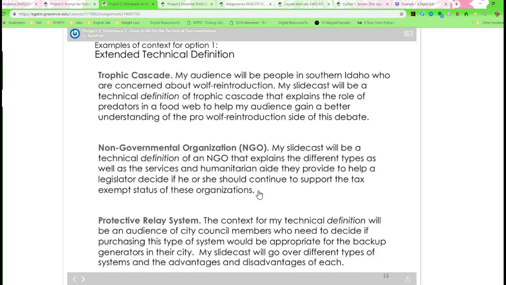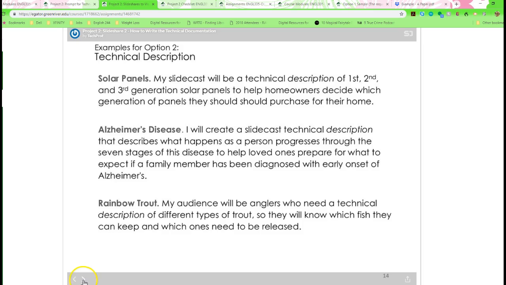Protective relay system. The context for my technical definition will be an audience of city council members who need to decide if purchasing this type of system would be appropriate for the backup generators in their city. My slide cast will go over different types of systems and the advantages and disadvantages of each. So these are all different specific definitions, but they're extended technical definitions that help people make a decision, if that makes sense. I hope it does.